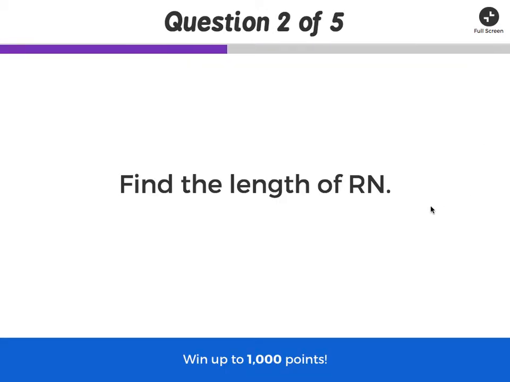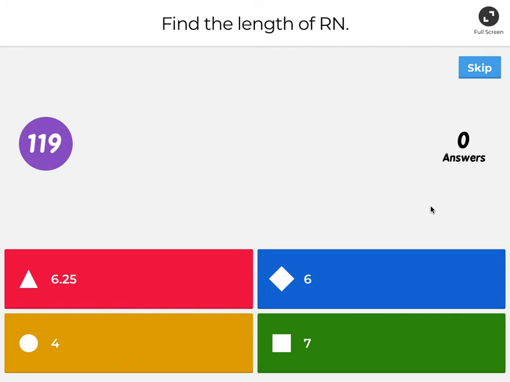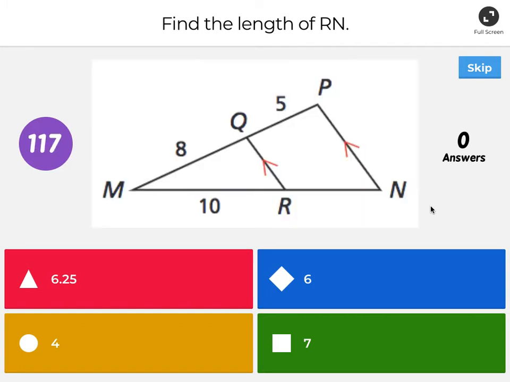Find the length of RN. It's almost exactly the same thing, but a little different.